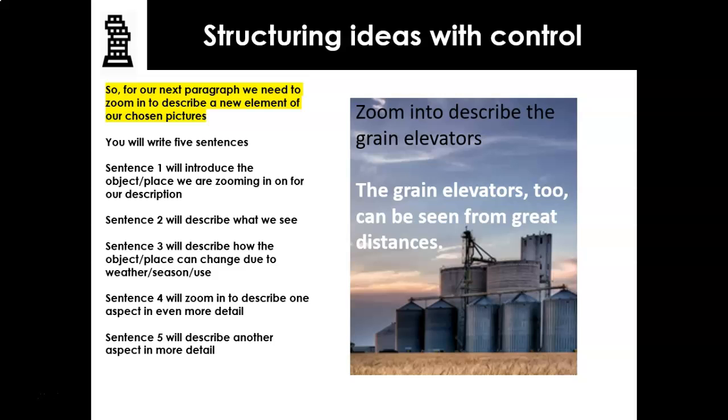Now, how can these objects, these places change due to weather, season, or use? So for all of our images, really, we're thinking about during harvesting season and out of harvesting season. So during the season, when everything's being harvested, can you remember what these elevators are used to make? Brilliant, they're used to make flour, but they're not going to be making flour all year. So maybe, remember, what's the key point? This is why we started September.